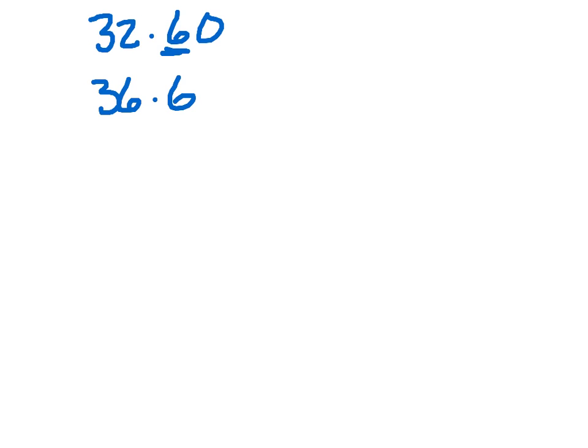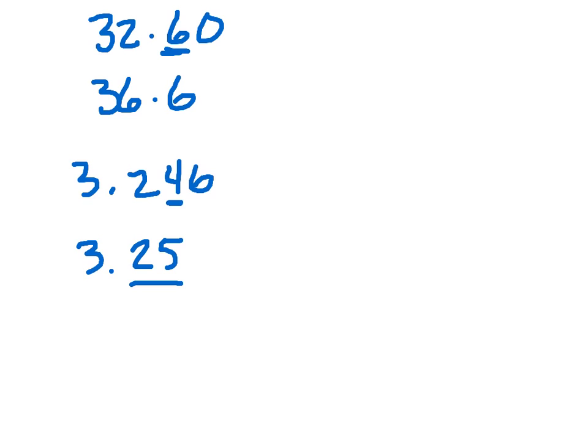Alright, how about 32 and 60/100ths? Round that to the nearest tenth. That would be 32.6, right? How about 3 and 246,000ths? Round that to the nearest hundredth place. 3.25. 3 and 25/100ths.